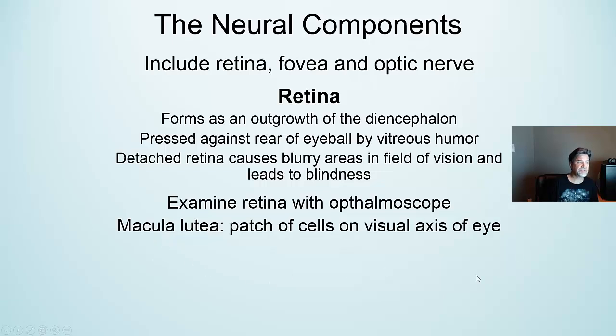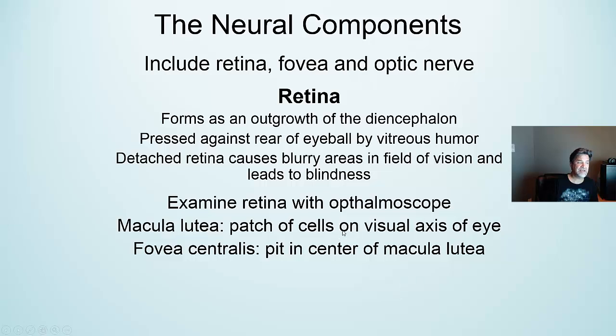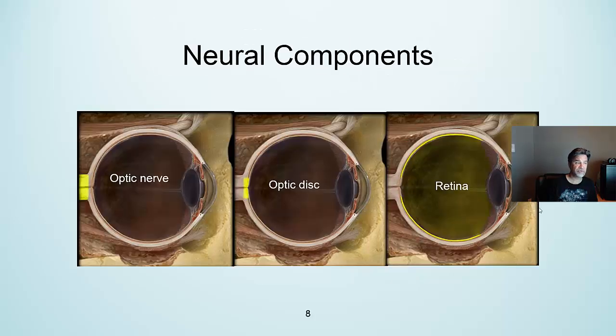There's a patch of cells on the retina called the macula lutea, and in that patch of cells is the fovea centralis, and we'll just call it the fovea. And the fovea is the most important part of the retina. It's where your central vision will be established. There are blood vessels in the retina. You might think they would interfere with detection of light, but they don't, for the most part.